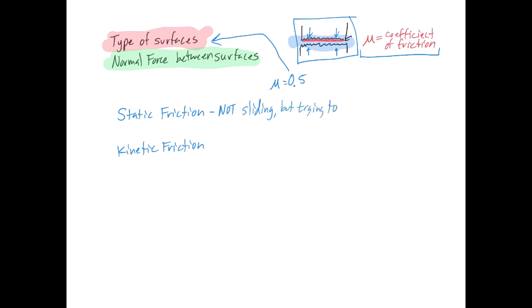All right, so a good example of this would be as you push on a box that's on the floor. The box will resist that motion because of the friction between the box and the floor. So it's not sliding yet, but it's trying to as I push on it. That's static friction. When the box is just sitting there and I'm not pushing on it, there is no static friction because it's not trying to move.